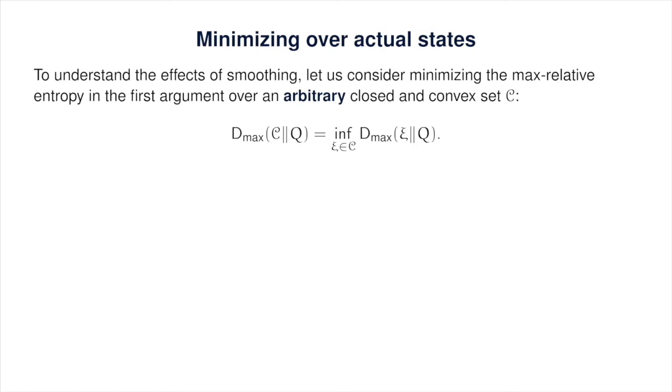To better understand the smooth max relative entropy, it is helpful to consider a much more general setup in which the max relative entropy is minimized over an arbitrary closed and convex set C of actual states, meaning possible first arguments. As a shorthand notation, I've indicated that here by placing the set C as the first argument of the max relative entropy, and whenever we do this, it will be our assumption that we're minimizing over this set.